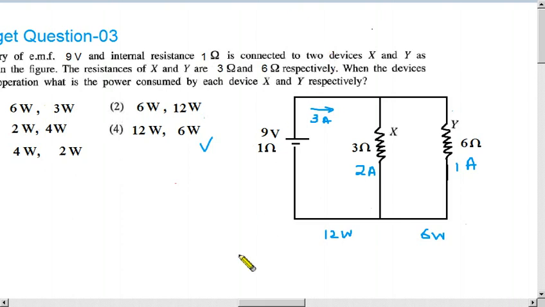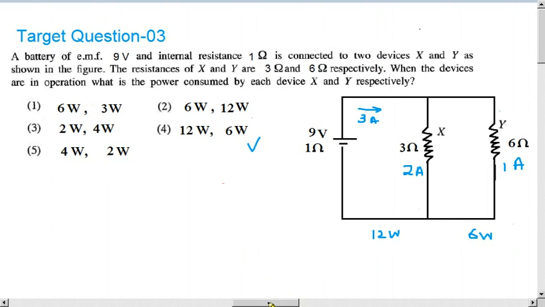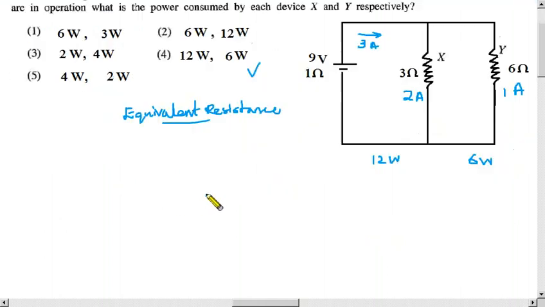Now the long method. First let us find the equivalent resistance. First I find the multiplication divided by sum. So we get 2.